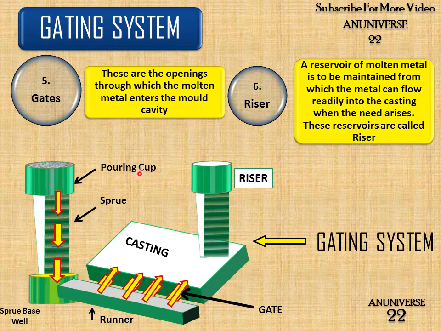This is the pouring cup or pouring basin, and this is the vertical section, that is the sprue. At the bottom of the sprue here is the sprue base well, and it is connected with the horizontal section, that is the runner, and from the runner here are the openings which are known as the gate, and through the gate molten metal is poured into the mold cavity for getting the desired casting. And here is the reservoir, the riser, that also acts as a reservoir when molten metal is required during solidification.